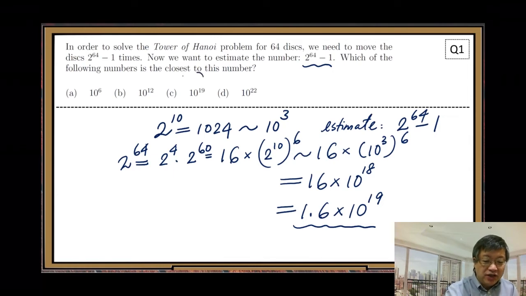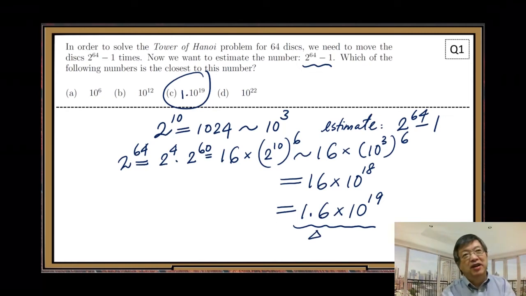You can see C is the closest, because C is 1 times 10 to the 19th, versus our 1.6 times. But for the other options, the difference is much, much bigger. So we know C is the closest. Can you do a conversion like that? All right, so that's the first question.